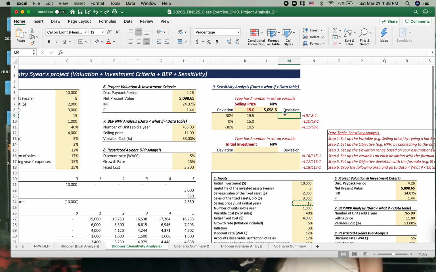And then the deviation: how to set up this deviation? Okay, that is outcome over input minus 1. Then we get the percentage changes. And then this L8, which is the NPV base case, let's fix it with the dollar sign. Then if you drag this function, we set up all of this.